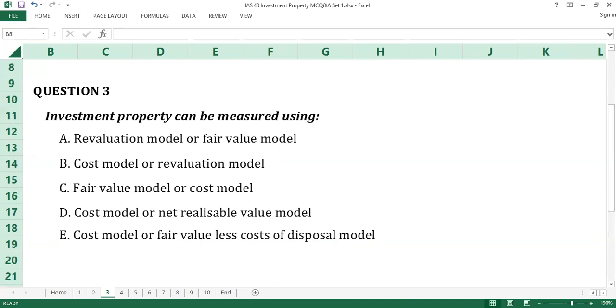Question number 3. The answer to question number 3 is C, fair value model or cost model. IAS 40 provides that investment property is measured either using the fair value model or the cost model. C is the answer to question number 3.